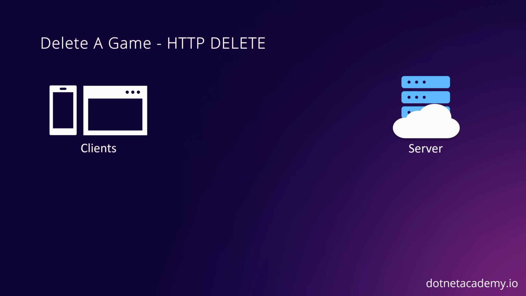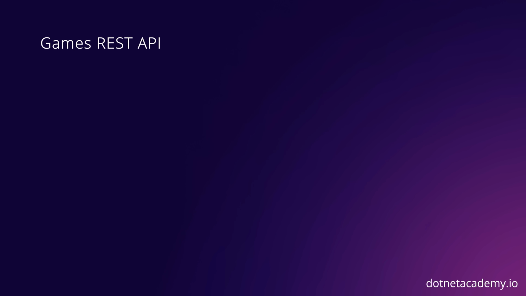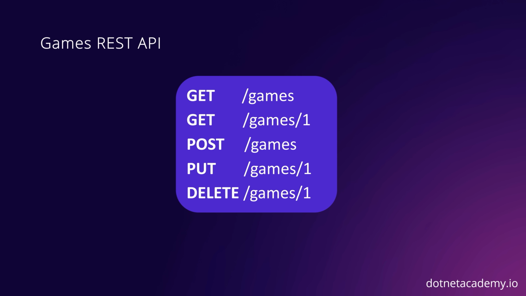Finally, to delete an existing game, the client sends a DELETE request to the URI that identifies the game to delete, and after deleting the resource, the server will usually respond with a 204 no content status code. So, in summary, your complete games REST API would look like this, and should offer all the support that your clients expect from a modern backend. Let's now jump back into the code to see how to implement this REST API in ASP.NET Core.